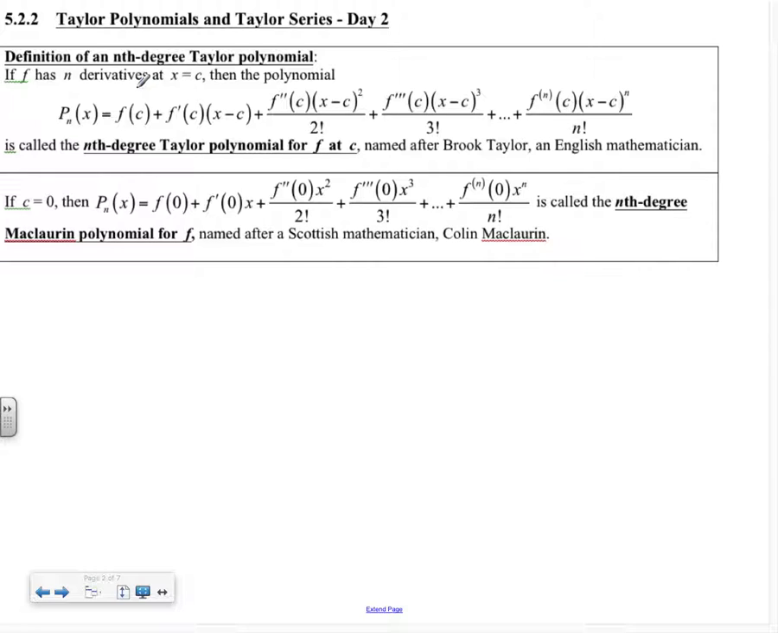It's f of c plus f prime of c times x minus c over 1 factorial plus the double prime over 2 factorial, all this, okay? So I can do as many terms as I want. If I'm approximating near 0, it's called a Maclaurin polynomial rather than Taylor. So we're just using the definition right now.